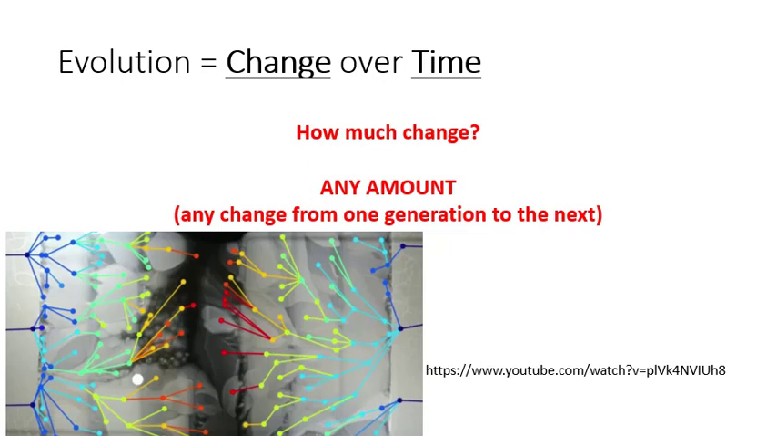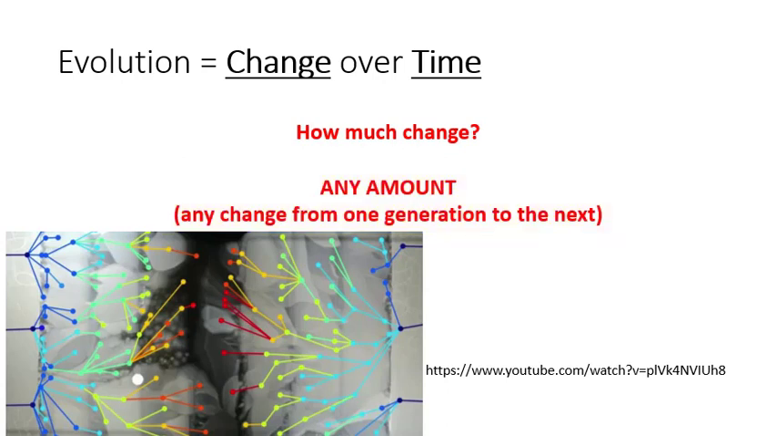Evolution is simply a change in a population over time. How much change is required? It can actually be any amount of genetic change from one generation to the next. It doesn't even have to be an obvious external trait. There could be a change in a gene or even a non-gene region. If there's a change in the DNA and it gets selected for, it is change over time. It will change the genetic makeup of that species, that population.